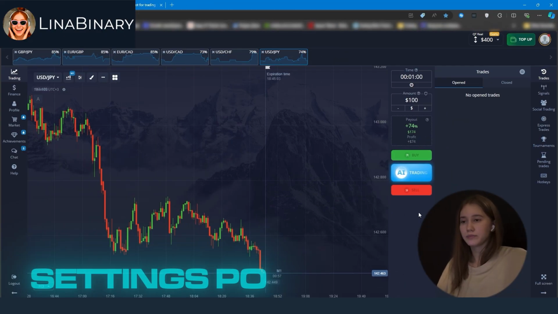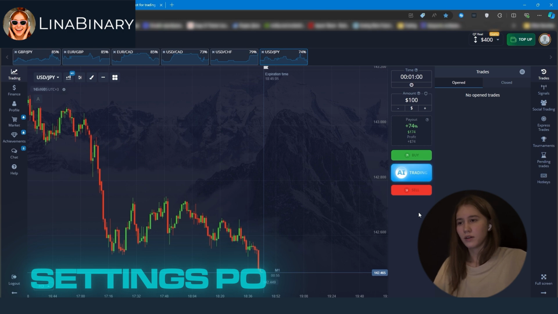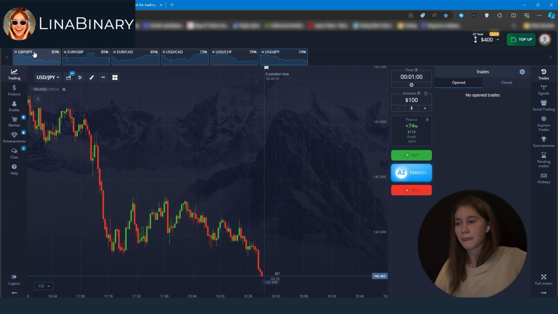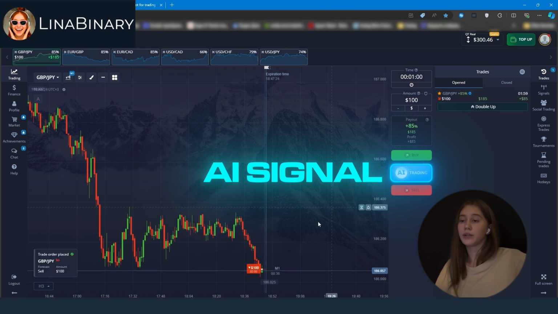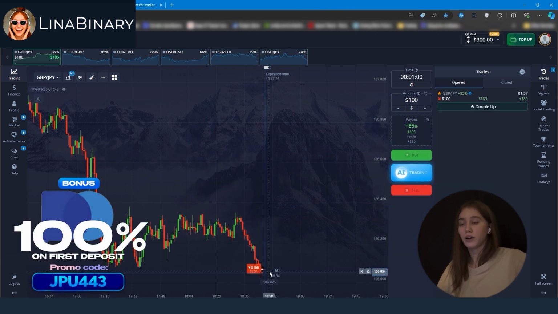Let's start our trading session. So we start. Here we are in Pocket Option. The balance is $400. Our first deal will be for $100. 1 minute time frame as always. Let's start with the first concept, and here we are.